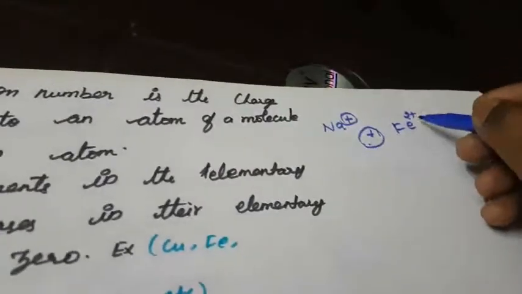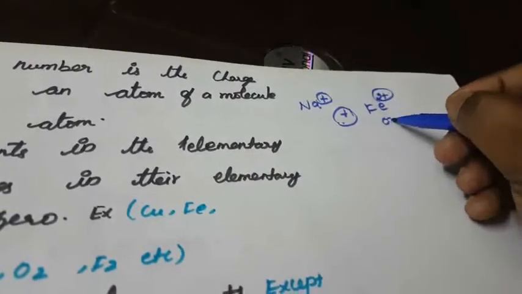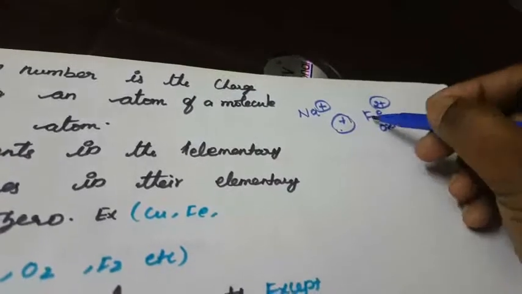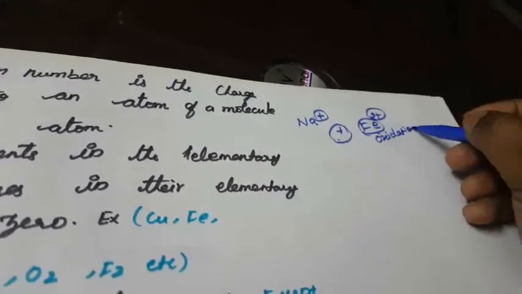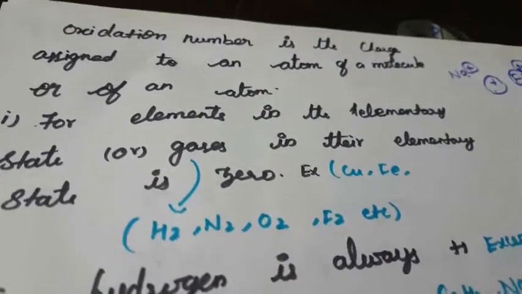Suppose the example is Fe2+. What is Fe2+? Here the 2+ is the charge, so this is the oxidation number of the ion. So this is called the oxidation number. It is the charge assigned to an atom.